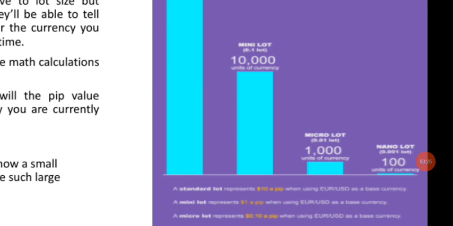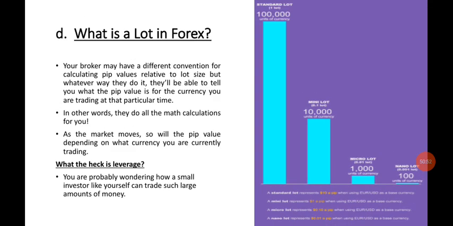The standard lot represents $10 a pip when using Euro US dollar as a base currency. A mini lot represents $1 a pip when using Euro US dollar as a base currency. Also, a micro lot represents $0.10 when using US dollar. And your nano lot also, you can do that. It gives $0.01 a pip. That is it also.